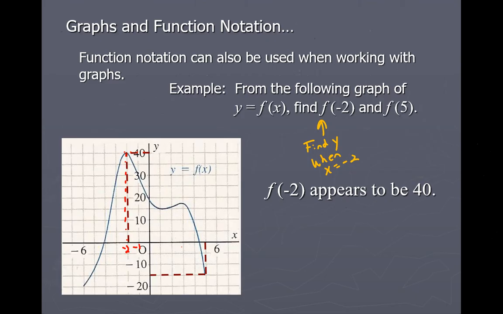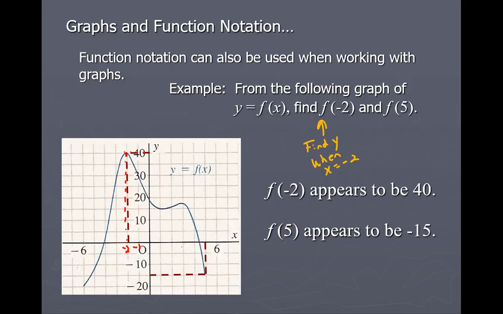Negative 10. Looks like about, oh, wait. F at 5? Oh, 5. Like negative 15. About negative, appears to be about negative 15. Because you look over at the x value of 5, and it looks like about y value negative 15. So off the graphs, you're just looking to see what y value you get when x equals 5. So I went over to x equals 5 here, and I said, okay, what y value do I get on the graph? Right there.